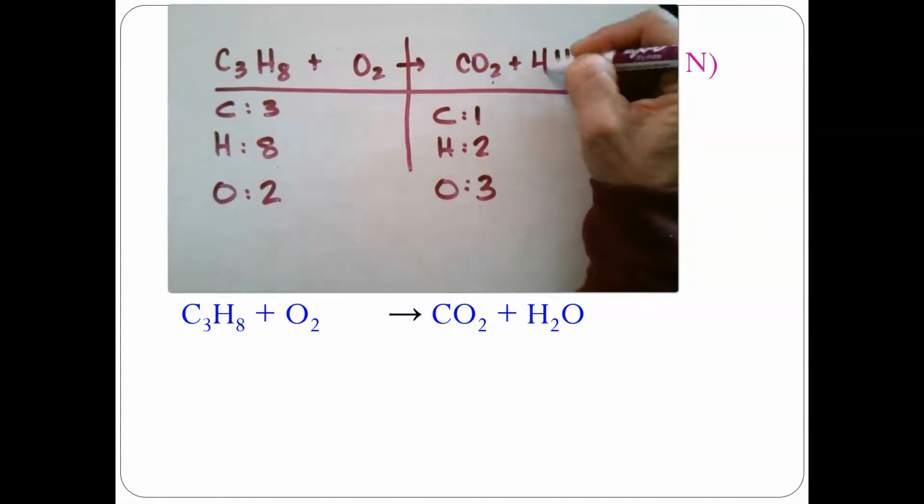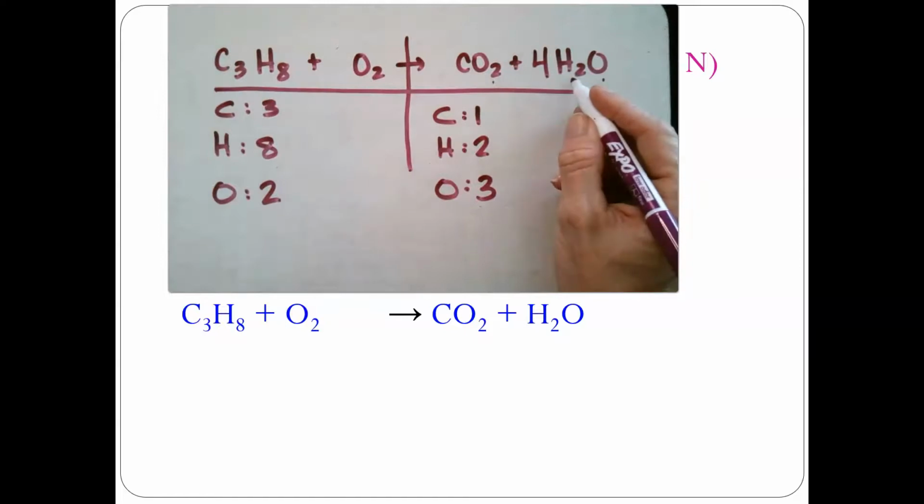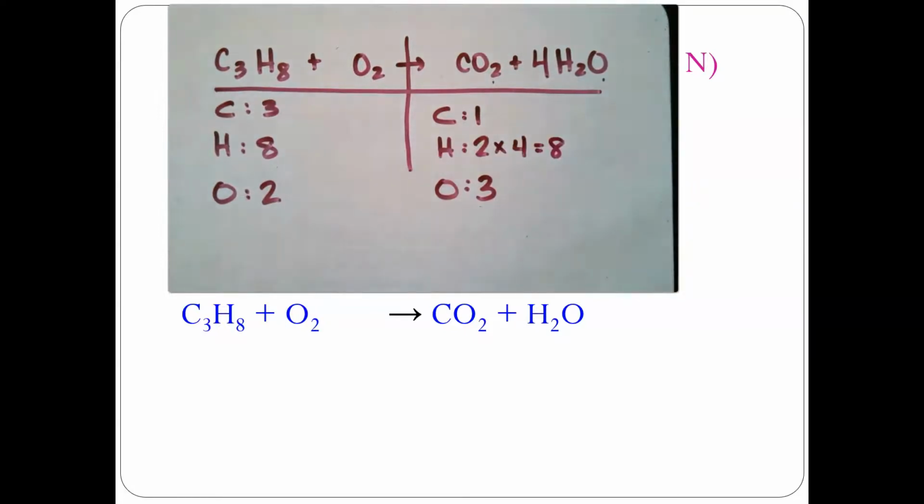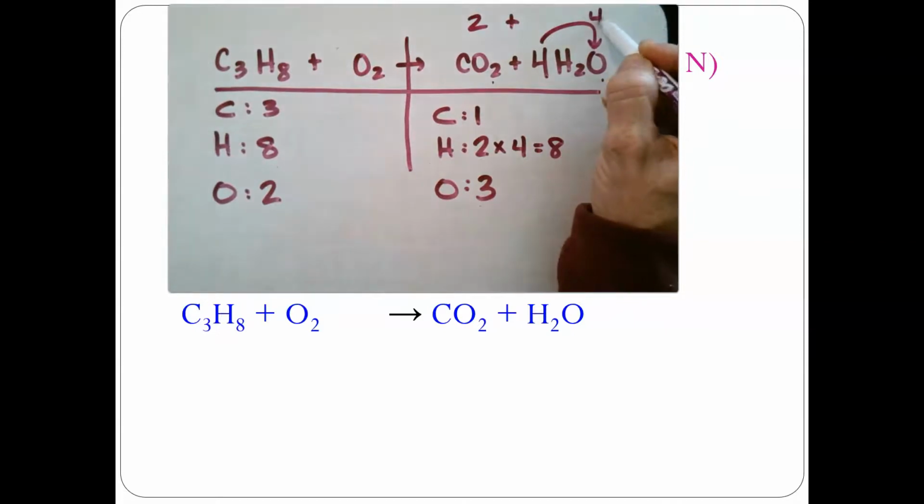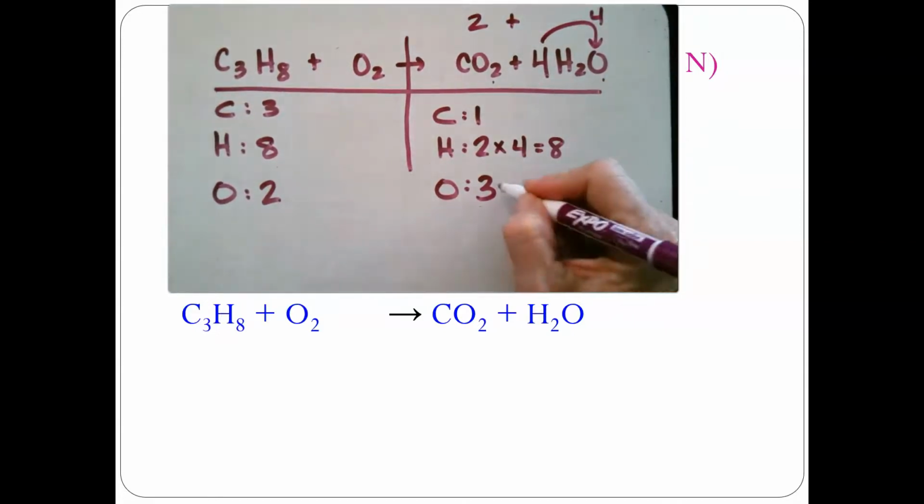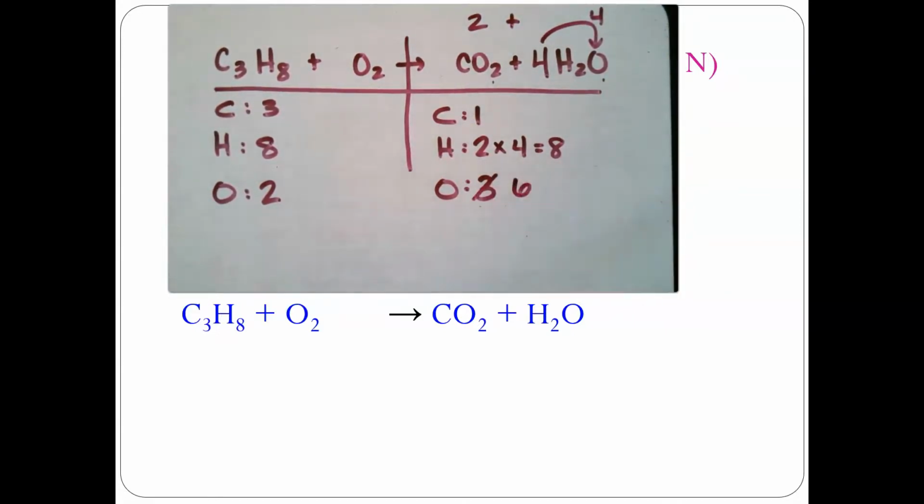I am going to put a 4 here because 2 times 4 equals 8. So my hydrogens are all set, and we need to think about what that did to our oxygens. That made them 2 plus, remember we distribute, 2 plus 4 for a total of 6 oxygens. And I would be ready to balance my oxygens, except I have this other problem, right?